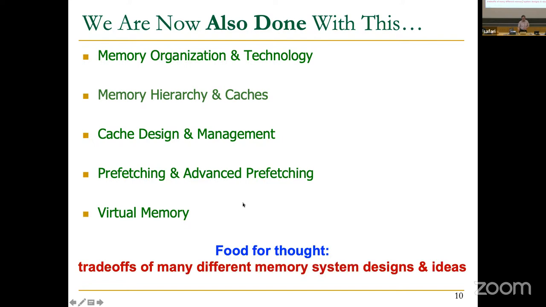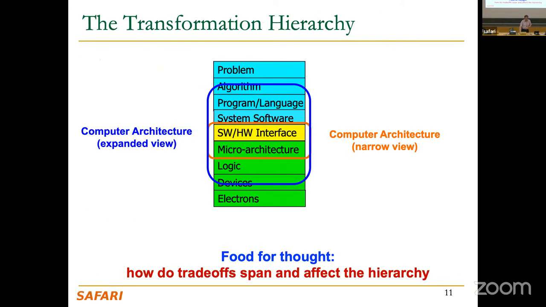And again, there are trade-offs also in different memory system designs and ideas. And hopefully you see also the complexity as well, right? The complexity of the memory system is actually huge. The complexity of the processor is large, but the scale of the memory system and the complexity is much, much larger, if you've seen, right? And hopefully, if you weren't convinced until today, you're convinced today with the address translation mechanisms that we added, right? Okay. So essentially, it's good to also keep thinking about how these trade-offs span and affect the hierarchy.